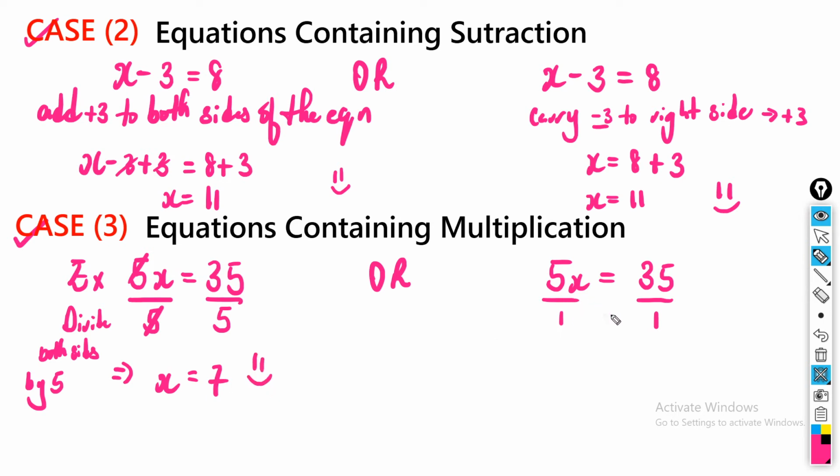Or guys, we can just simply divide the right side of the equation by 5. So here, this 5 would come down here, and you'd end up with x is equal to 35 divided by 5, and you'd end up with x is equal to 7. Cool. Very simple, guys. So let's look at case 4 and 5 now. We're going to look at all the cases, all the possibilities of an equation.